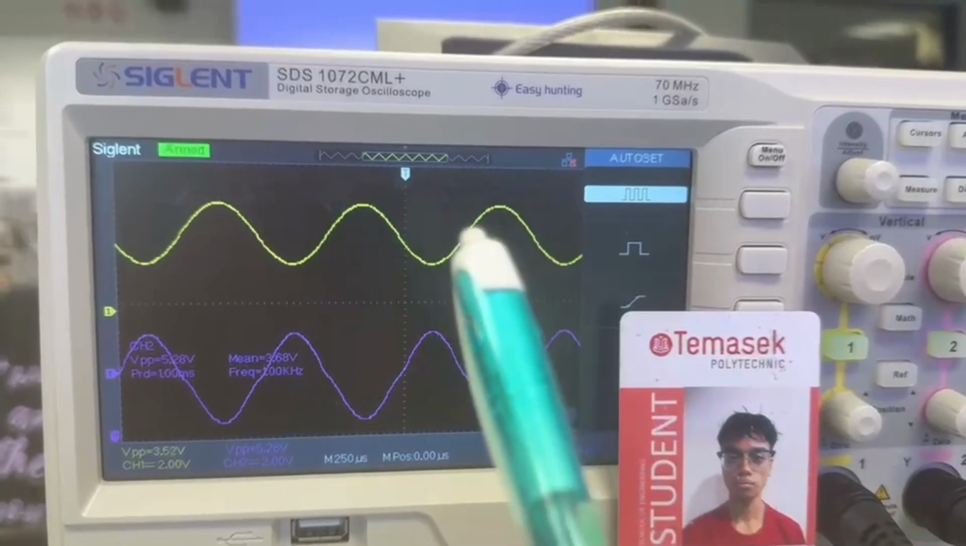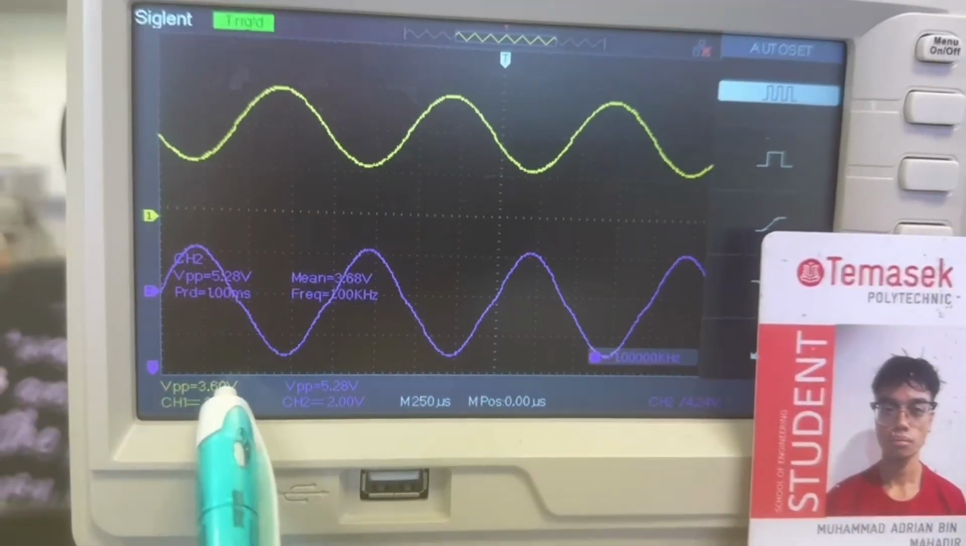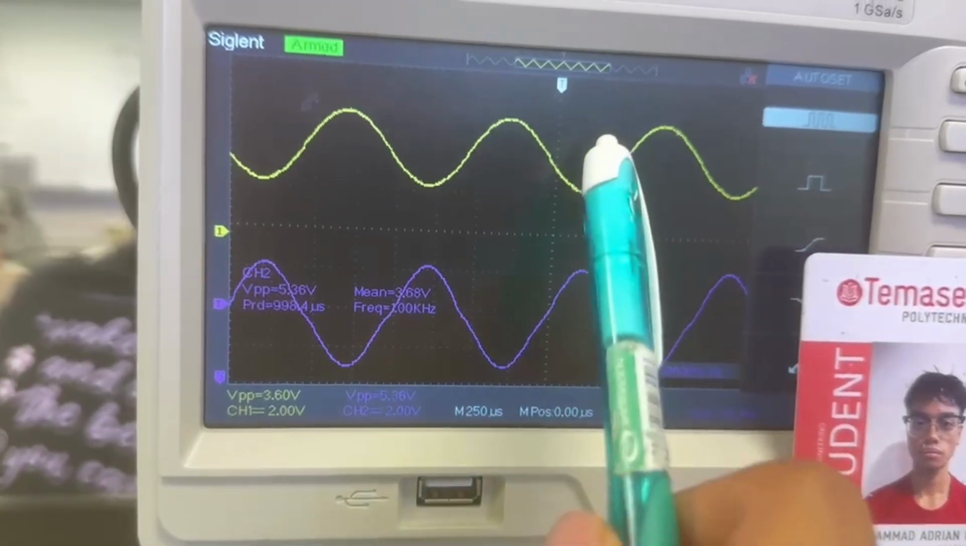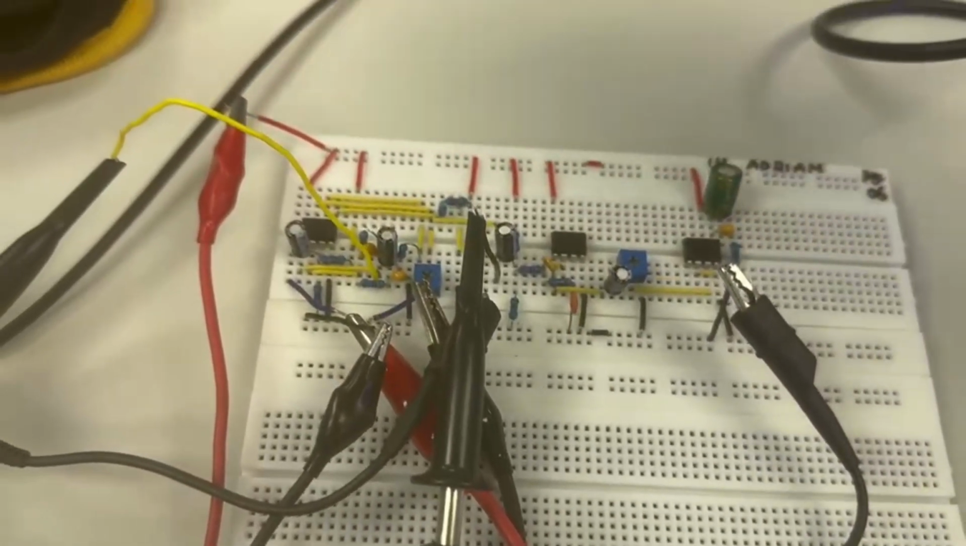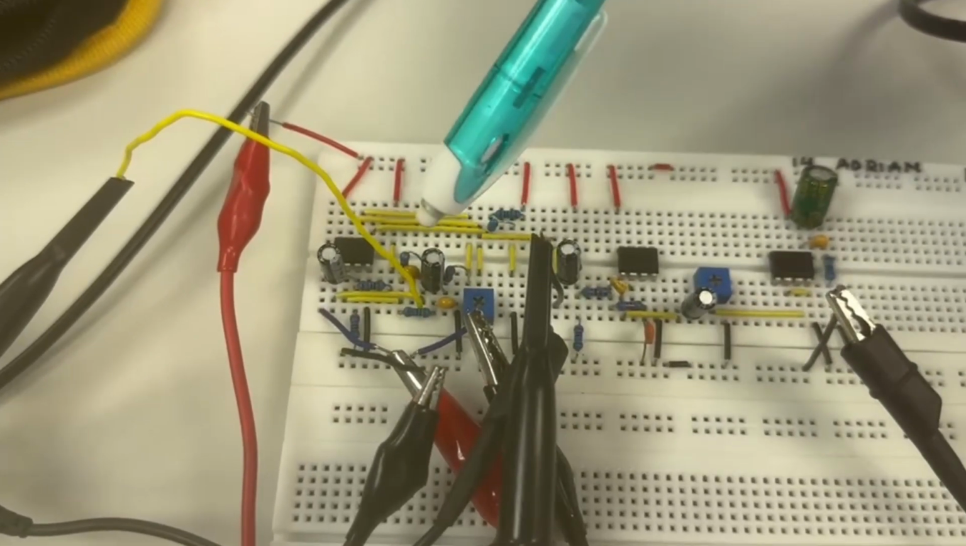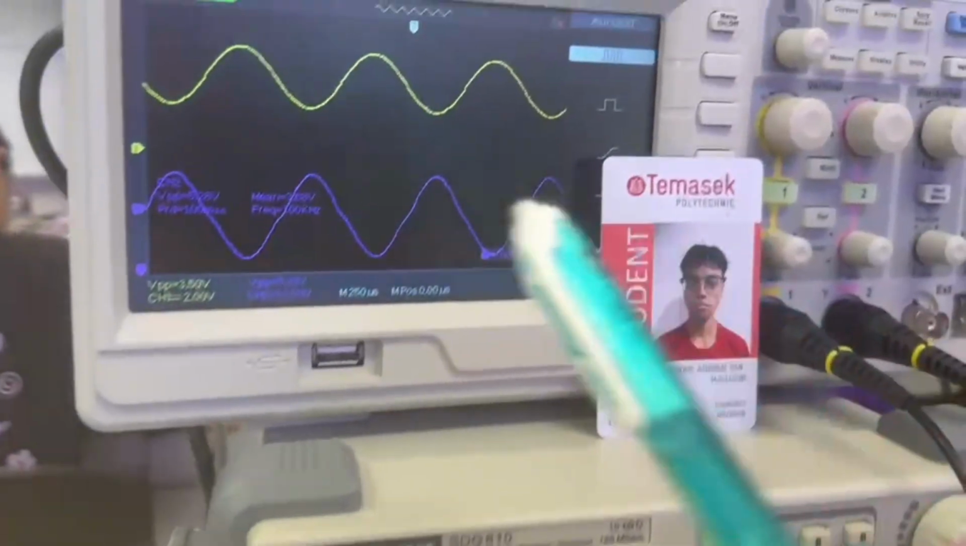Between test points 2 and 3, channel 1 measured 3.6 volts, while channel 2 measured 5.28 volts. The waveform at test point 3 remained sinusoidal, but was shifted by 180 degrees, confirming that the circuit is functioning as an inverting amplifier while providing additional amplification.